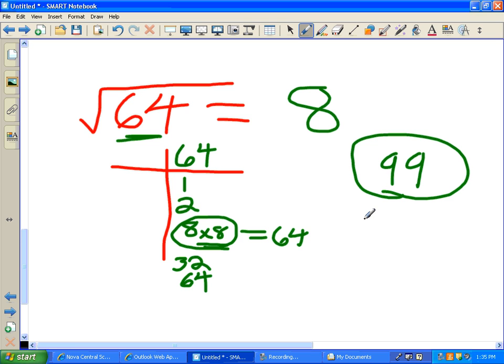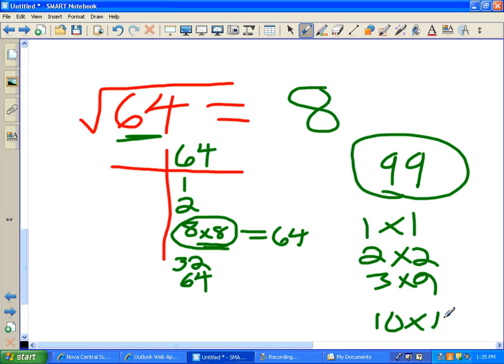I can go right through it. 1 times 1 will not work. 2 times 2 will not work. 3 times 3 will not work. All the way up to 10 times 10, which is 100, that will not work. So you can go all the way up through, and neither one will give you a perfect square because you can't multiply two of them together to get the number.